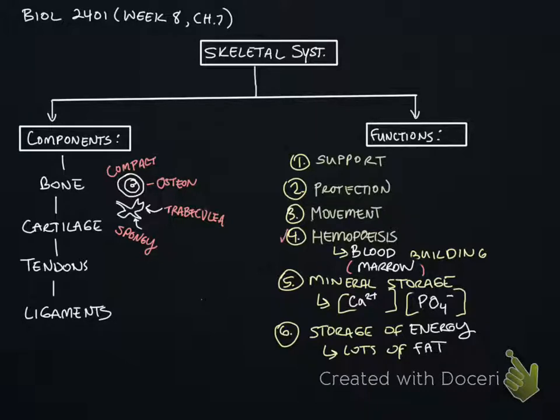Hemopoiesis, which is blood building. That happens in the bone marrow. That's where we build red blood cells, white blood cells. That's where they all start from. Mineral storage. We get calcium and phosphate. And also we have storage of energy in the skeletal system. There's actually lots of fat within your bones. All right.